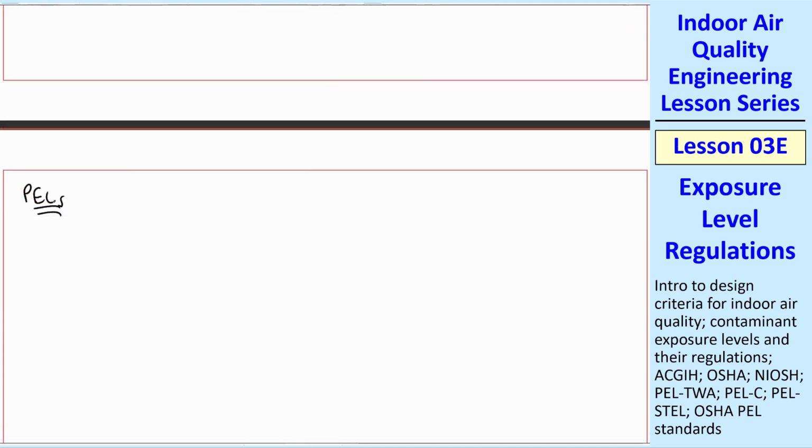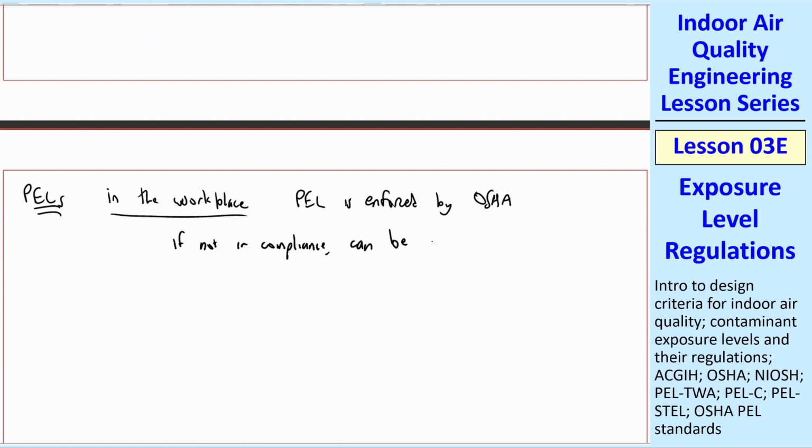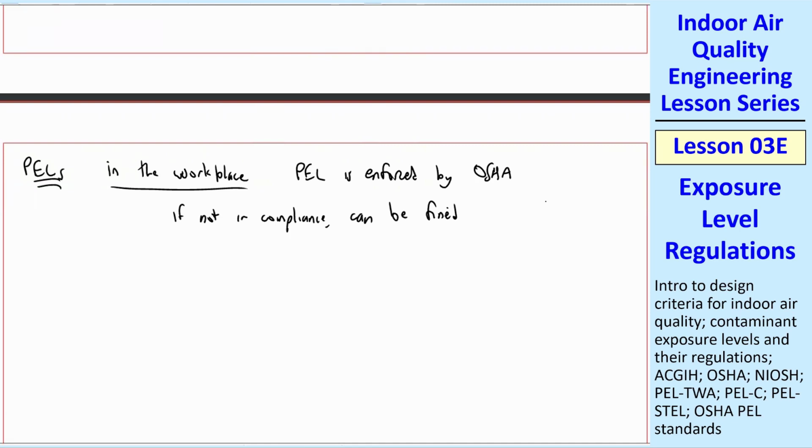Let's talk primarily about PELs, since that's what's regulated. These are concerned with workplaces, not houses, not where you live, but where you work. So in the workplace, PEL is enforced by OSHA. And if not in compliance, you can be fined. As I mentioned, OSHA can give you fines. If you don't change and try to improve, they can actually shut you down. And they're very concerned about keeping workers safe. That's the main goal of these PELs, is to keep workers safe.